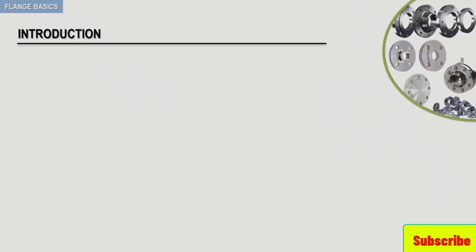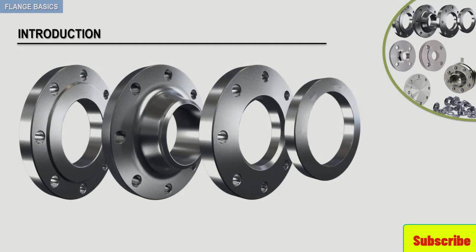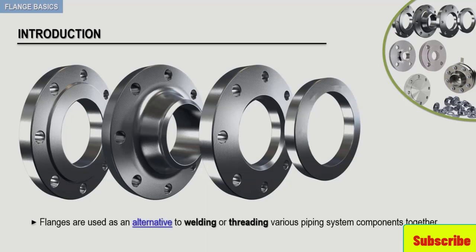The flange, as depicted in this example, is a ring-shaped device that is used as an alternative to welding or threading various piping system components together. Flanged connections, which require bolting, are the preferred alternative to welding.